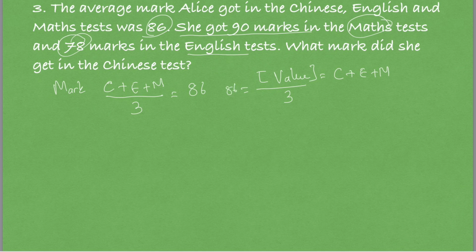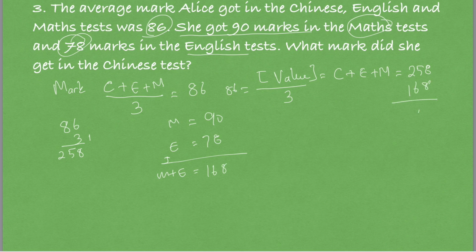To find this value, we multiply 86 with 3. The total value of Chinese, English and math is 258. And we know that we got 90 from math and 78 from English. If we sum them up, math plus English becomes 168. If we subtract 168 from 258, we get 90. This is the value of Chinese. It means that we got 90 from the Chinese test.